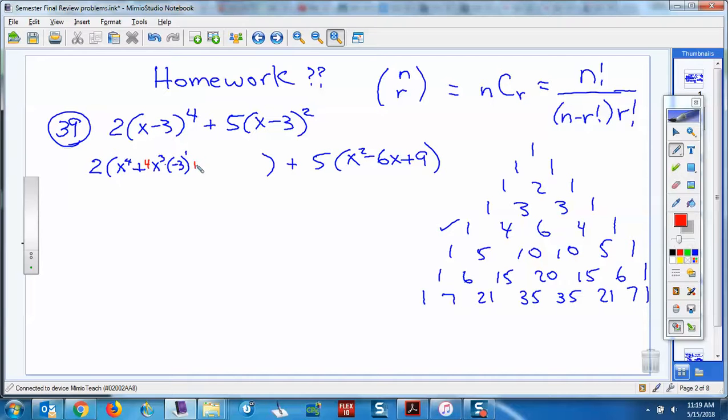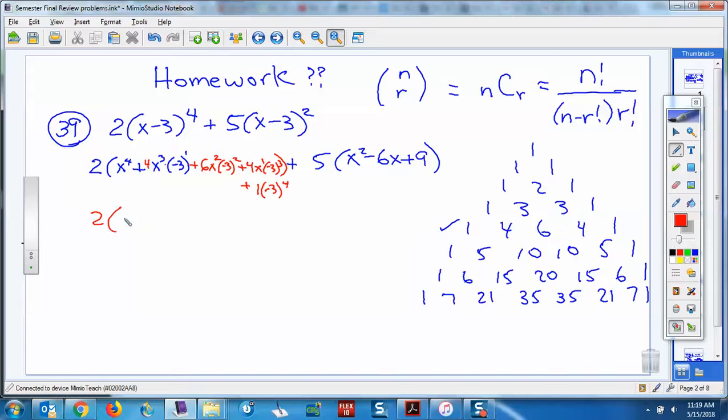Then we're going to have a 6, and then we're going to have x to the 2nd. I didn't leave myself enough room, but that's okay. And then we're going to have negative 3 to the 2nd. And then we're going to have a 4, and we're going to have x to the first, and we're going to have negative 3 to the third, and then we're going to have a 1, and we're going to have no x, and then we're going to have negative 3 to the fourth. Okay, so let's simplify that.